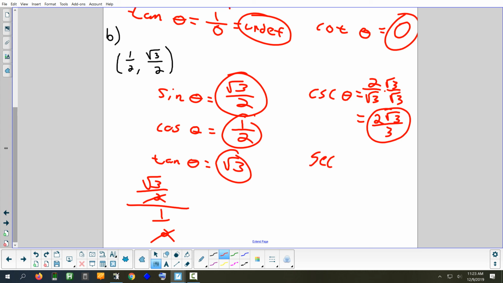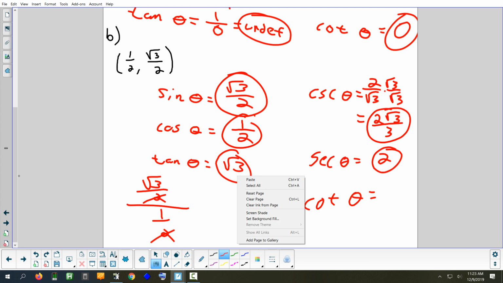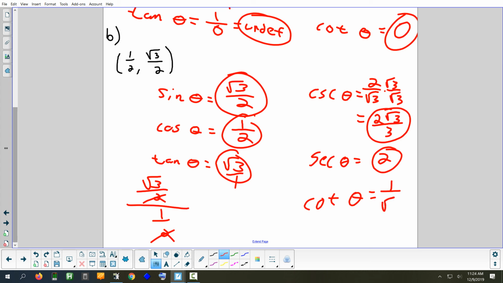Okay. The secant, that's not as bad because all we have to do is flip 1/2. Brianna, what do I get if I flip a half? 2. Done. And the cotangent? Well, I need to flip square root of 3. But Eric, how can I make that a fraction? Square root of 3 over 1. Yeah, you could just put it over 1. So when you flip it, you get that.